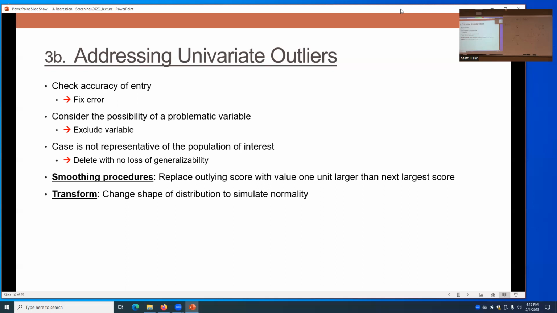Is there a specific way to do it that won't pull it in too much? Like, obviously, if you're going from a 20 to a 10, that's a way bigger difference. Yeah. Going from a 20 to a 15.